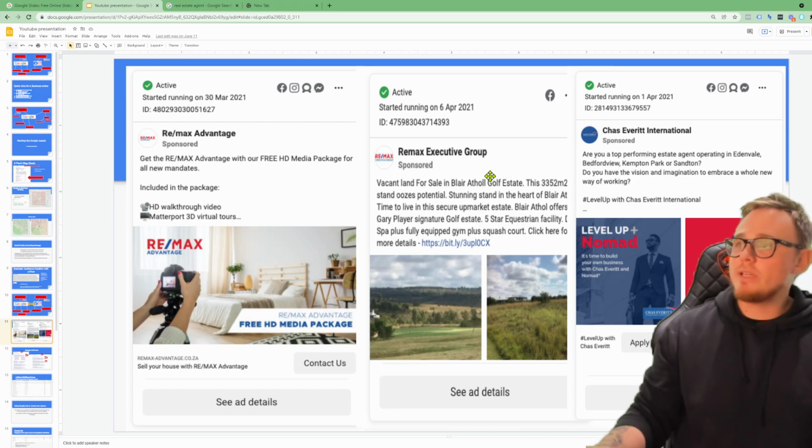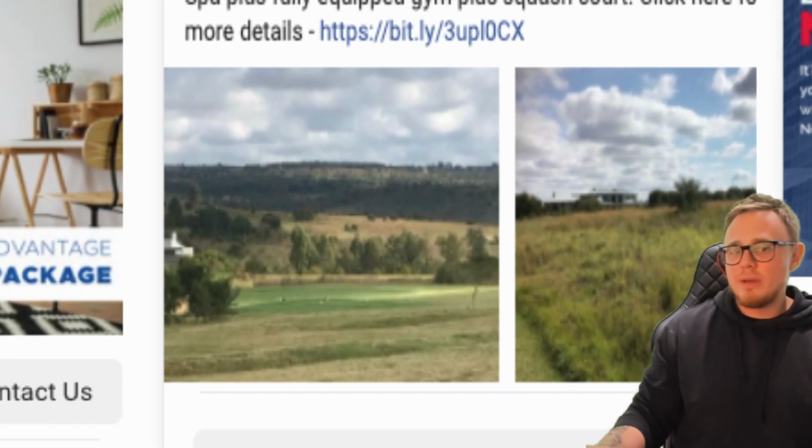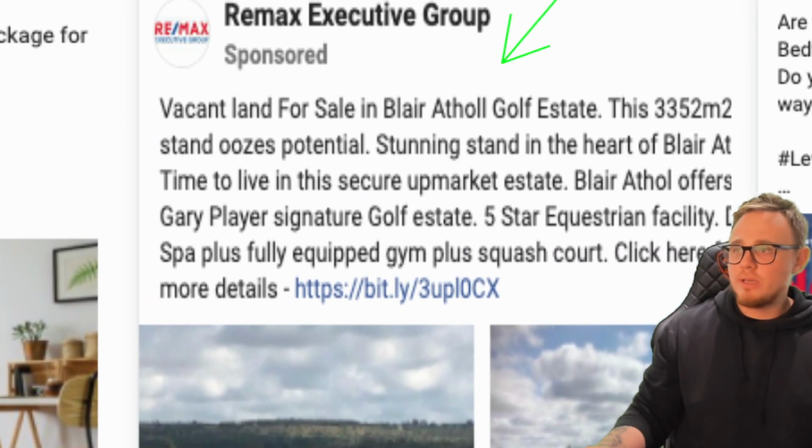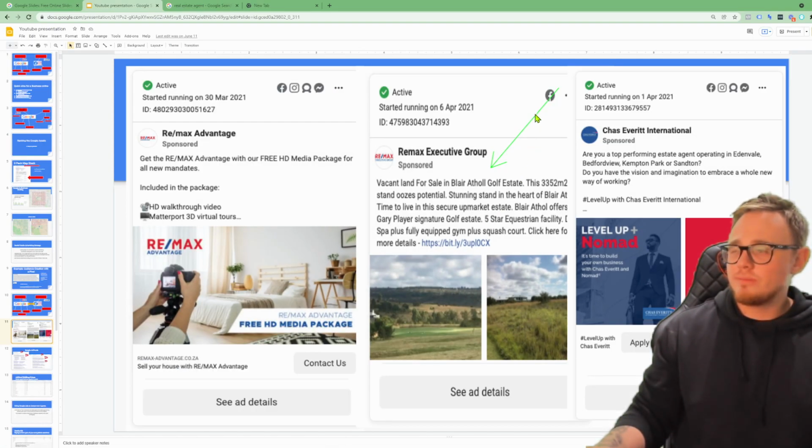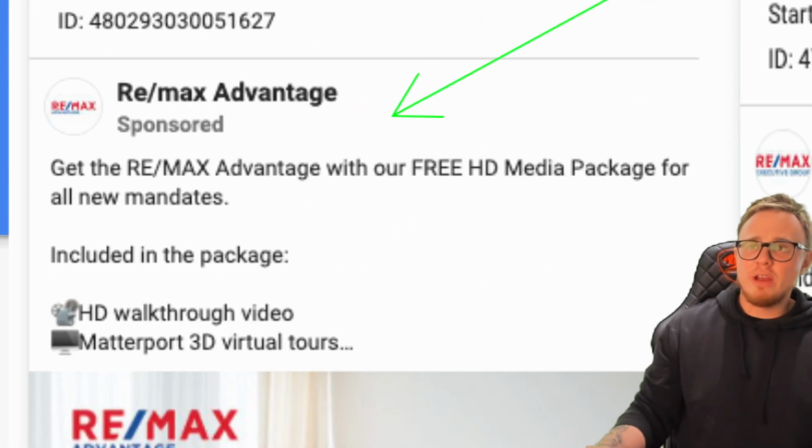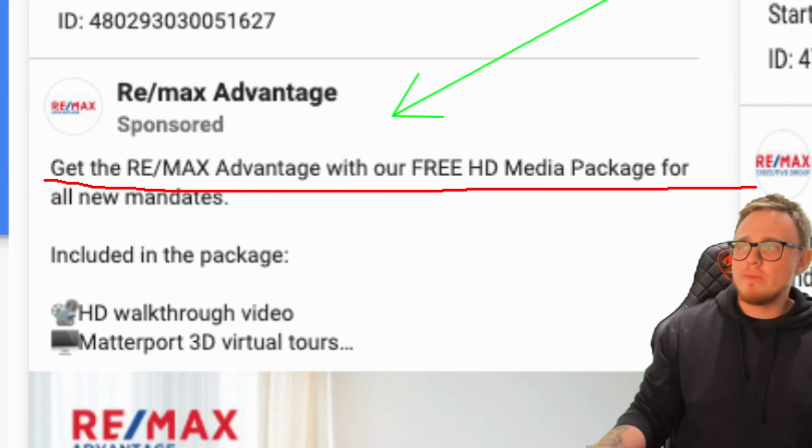So a lot of these real estate ads are going to be for, here's vacant land for sale. I don't know how many of you have been sitting on the bed at home and bought vacant land. I don't think that strategy works much at all. Remax free media package. So these guys were offering a free media package for all new mandates. Well, I thought that was included, to be honest with you.